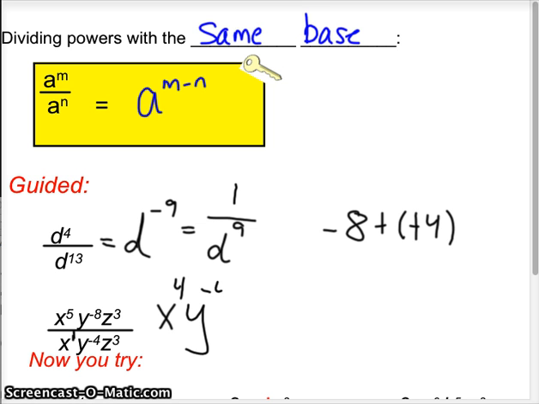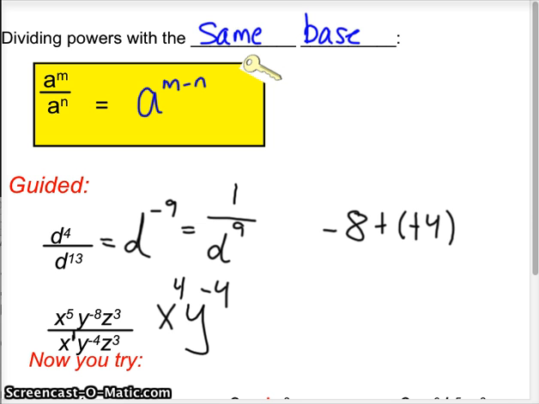So y is going to have a negative 4 exponent. So, again, be very careful when you're dealing with all these negatives. Subtracting a negative is the same thing as adding. And now those z's. z to the 3 divided by z to the 3. Well, 3 minus 3 gives you 0.